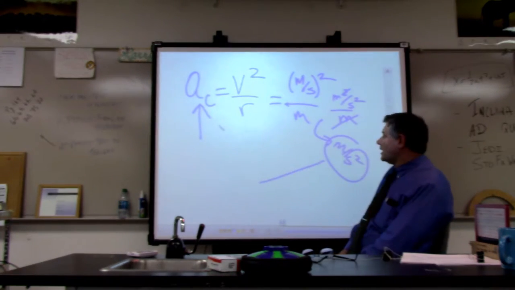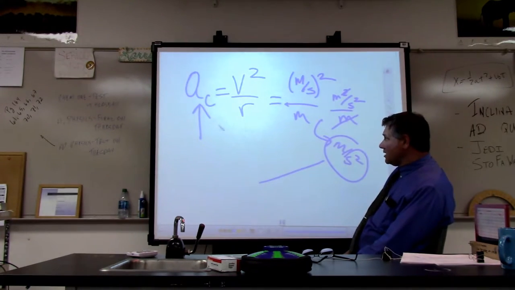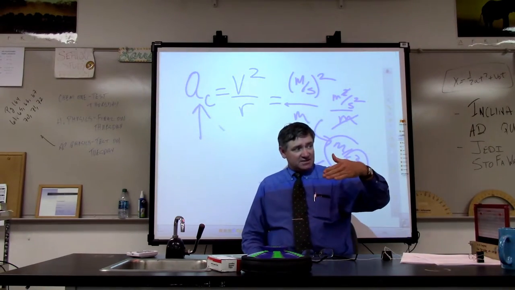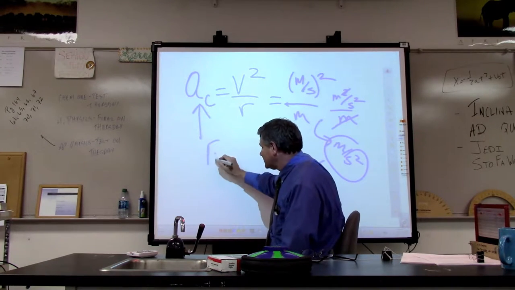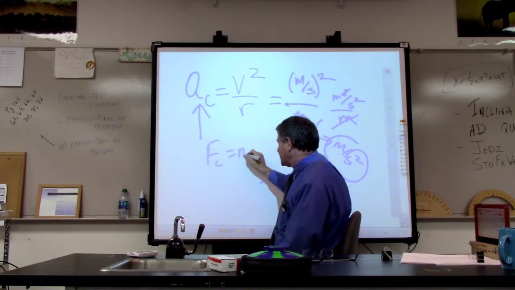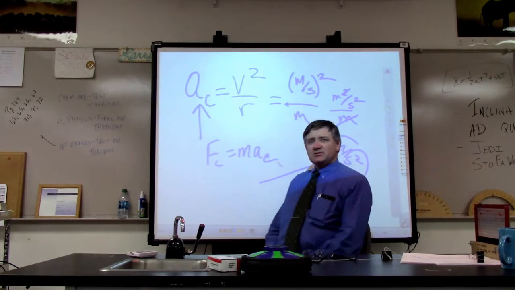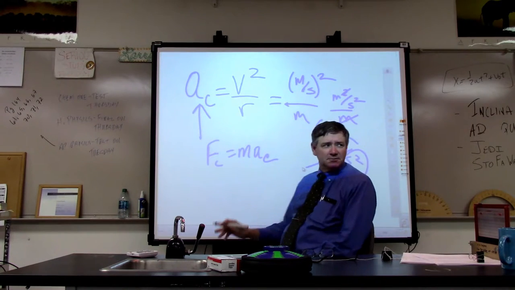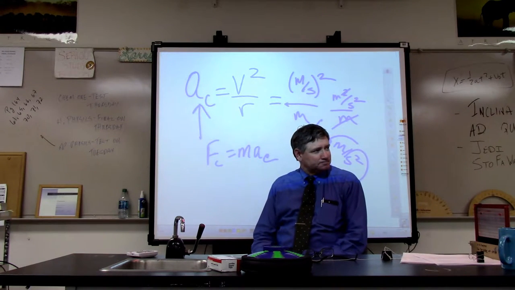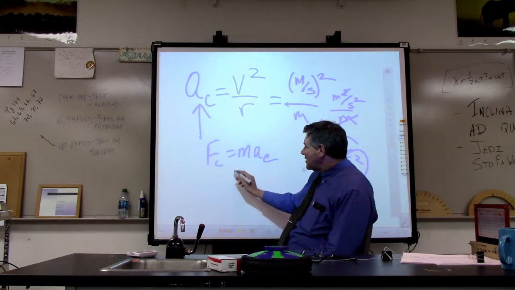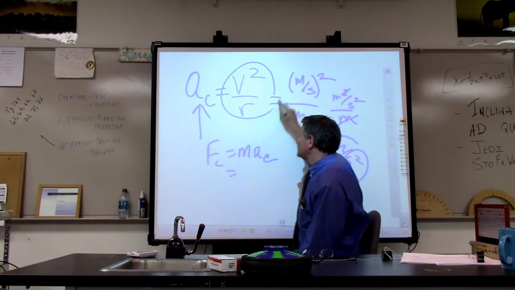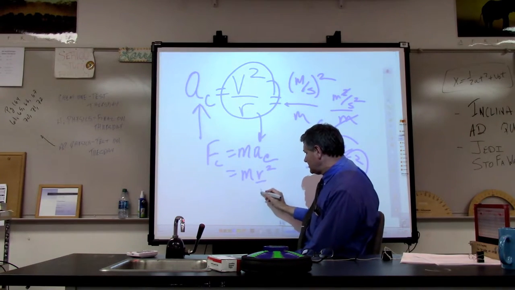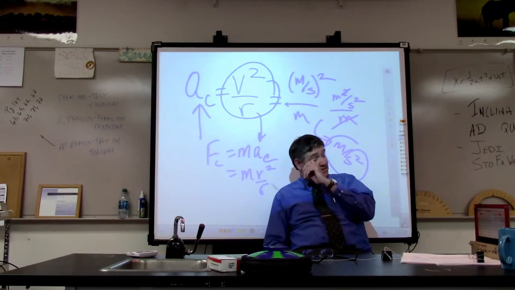Good with that. Now, if this is how we can calculate centripetal acceleration, then if force equals mass times acceleration, then oddly enough, centripetal force is going to equal mass times centripetal acceleration. I can take this and substitute this in here and go mv squared over r. Now, here's what this means.